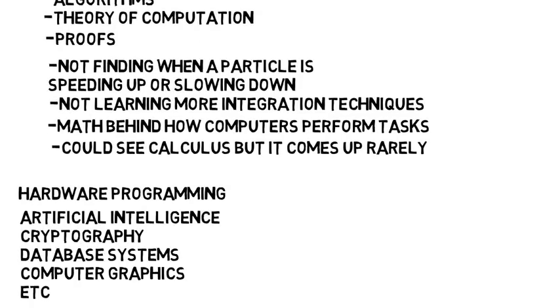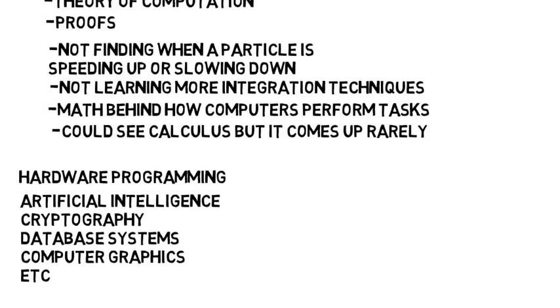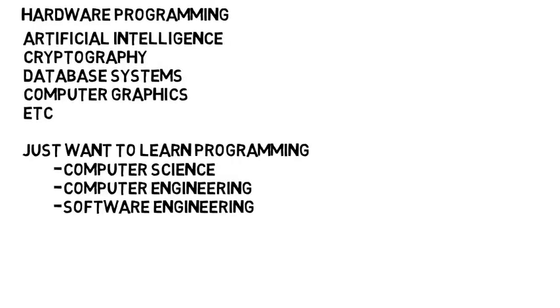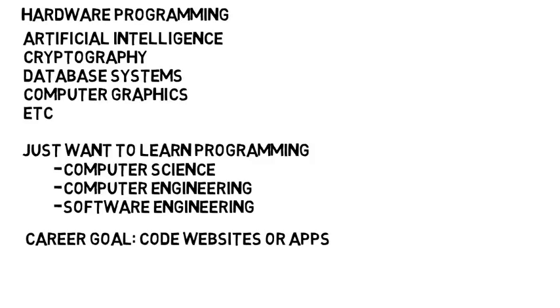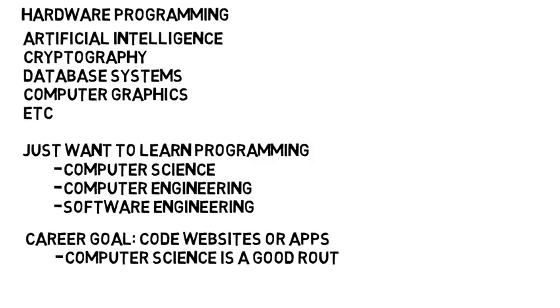Now there are more classes that I didn't cover, like programming languages, or sometimes operating systems, and I didn't even scratch the surface for the topics I did cover. But hopefully this gave you a good overview of what you can expect. So if you want to just learn programming, then these three majors will teach you. And even a math or electrical engineering degree with a minor in computer science will also involve a good amount of programming. But if your career goal is to do something like create websites or apps, then computer science is a good route, but it's not the only one.